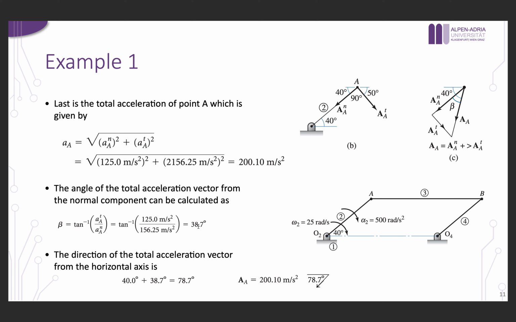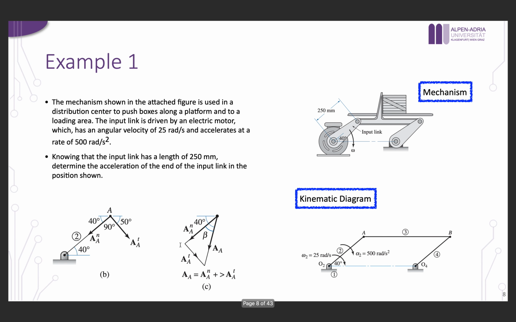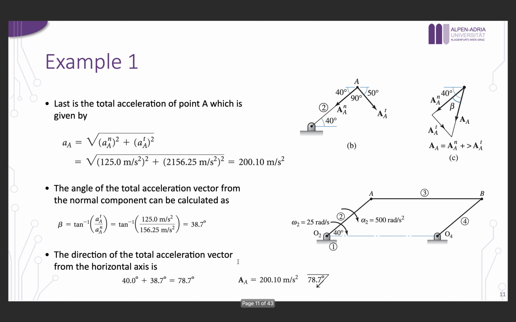Now what we are seeing here is the enclosed orientation, and if I want to get the orientation of the total acceleration with respect to the reference axis, which is our x-axis, we just sum beta with 40, and then it will be this angle. So this is what we see here. It will be 78, and it is that orientation. And here we have 200 meters per second squared as a magnitude.